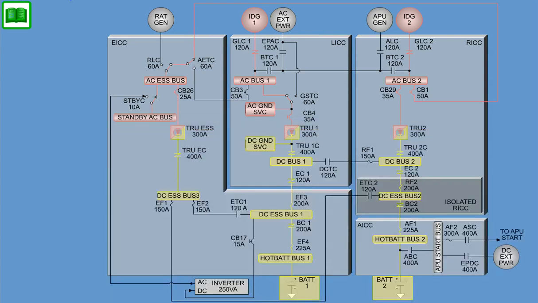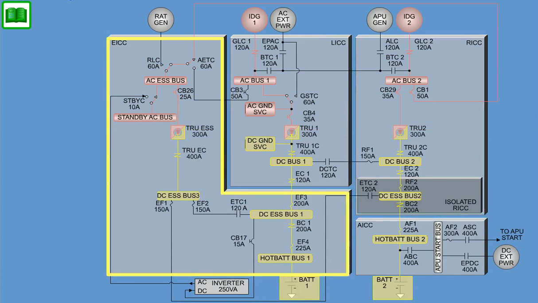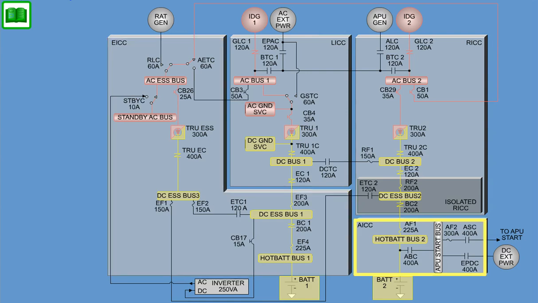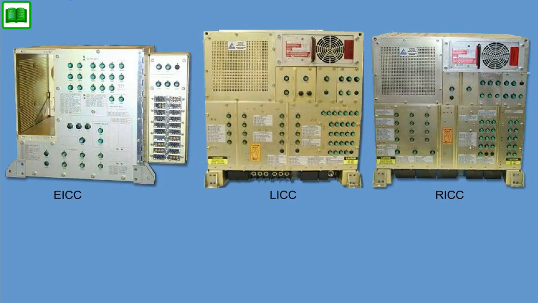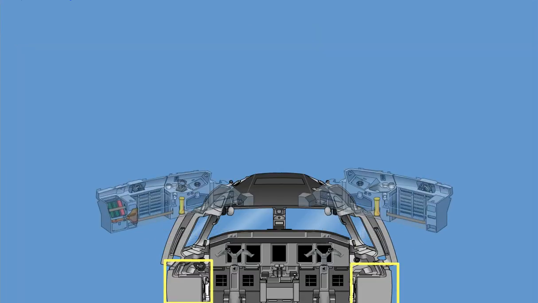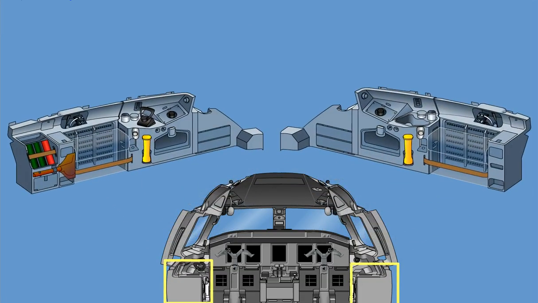The AC and DC circuit breakers are located in the left integrated control center, right integrated control center, and in the essential integrated control center. On the AICC, only DC circuit breakers are installed. Some fuses are also installed on the front panel of the left, right, and essential integrated control centers. Additional circuit breakers are located in the flight deck as left and right circuit breaker side panels.